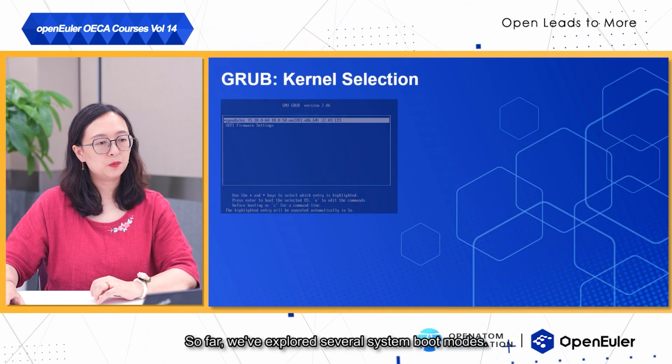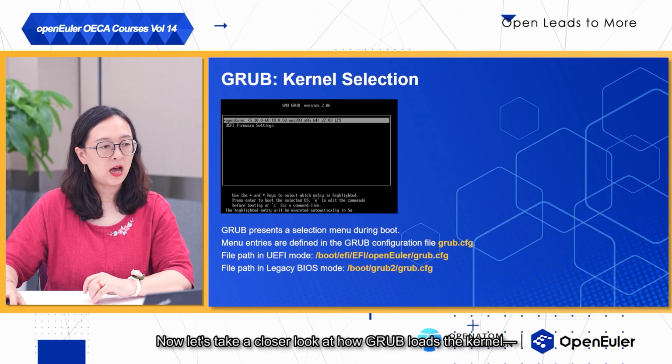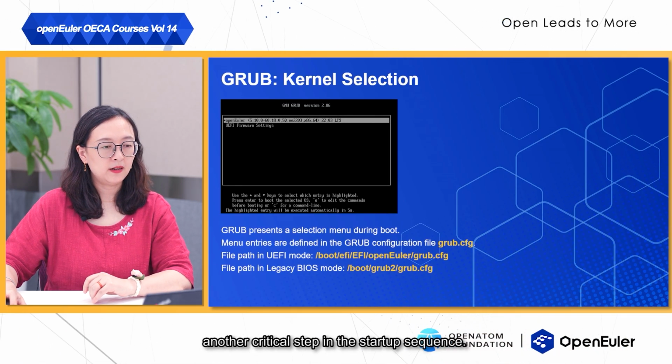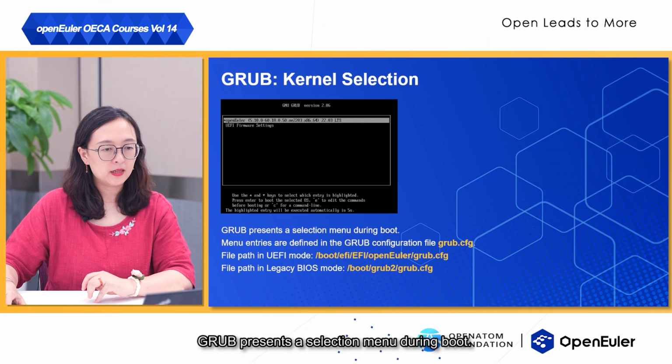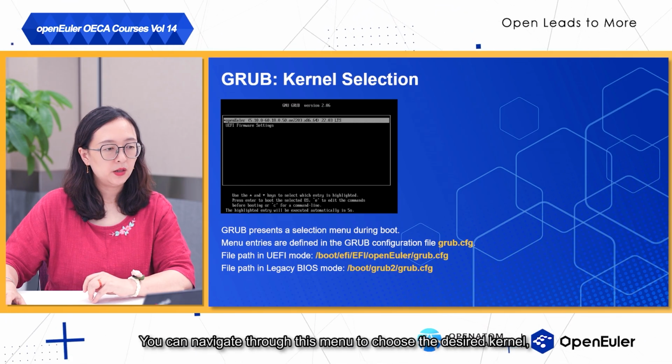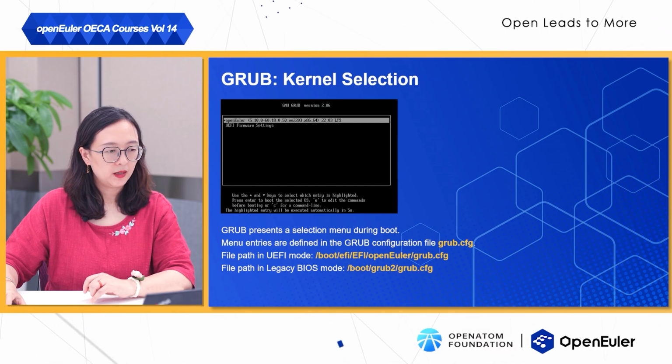So far, we've explored several system boot modes. Now let's take a closer look at how GRUB loads the kernel, another critical step in the startup sequence. When multiple kernels are installed on your system, GRUB presents a selection menu during boot. You can navigate through this menu to choose the desired kernel, as illustrated in the figure.